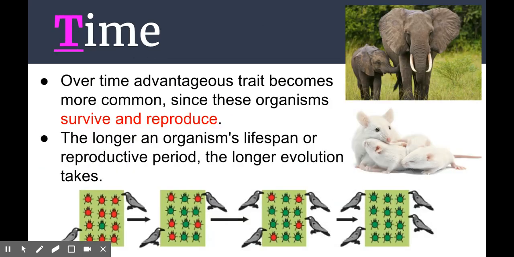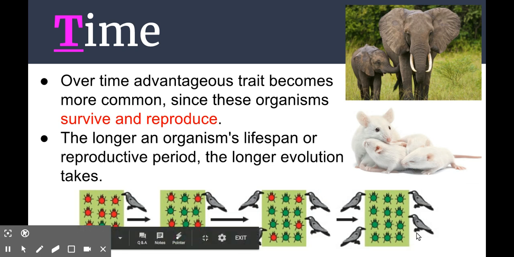Now we need time. So over time, advantageous traits, so a trait that gives you an advantage to survive and reproduce, becomes more common in the population. So for example, if we look at the one down at the bottom here, we see that we have red and green bugs and a population of birds eating them. The red bugs stand out more than the green, so over a long period of time, many generations of birds eating from this population, the red genetic trait gets less and less common until our entire population is all green.